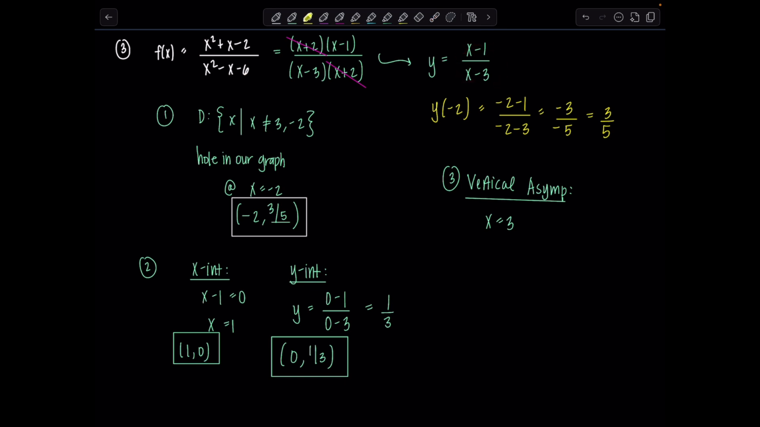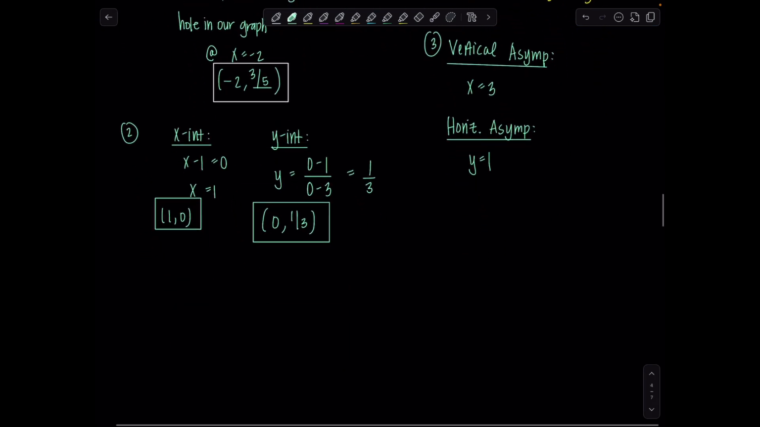Let's look at the reduced. Numerator is degree 1 because this is x to the first. Denominator also degree 1. When they have the same degree, you look at the leading coefficients, which are just both 1s, and you take their ratio, 1 divided by 1. So horizontal asymptote is at y equals 1. Okay, we have a lot to put on our graph. Hopefully it's enough. One vertical asymptote, so our graph is going to be in 2 pieces. We've got a hole and 2 intercepts. I'm excited.